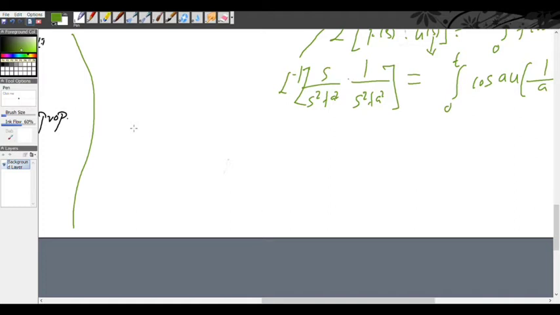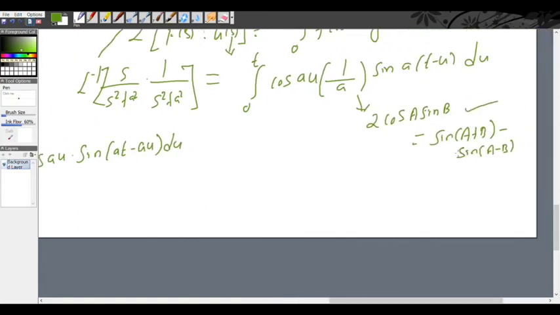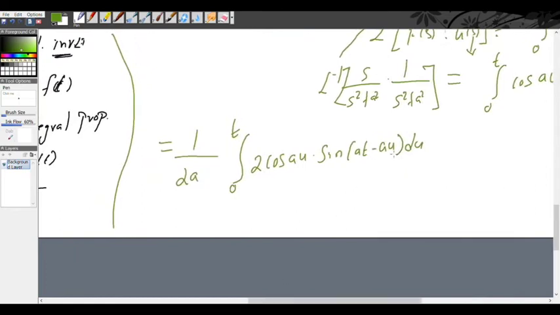So this is nothing but 1 by 2a, because I am going to multiply and divide by 2. The a I carry forward, because that plays no role. Integral 0 to t of 2 into cos au into sine of at minus au into du. Right, then I am going to apply this particular formula here. What will it give? That will give me 1 by 2a integration of 0 to t.